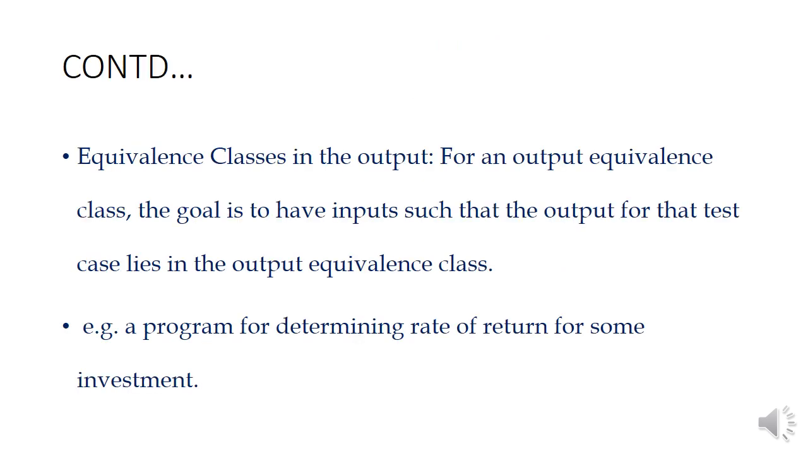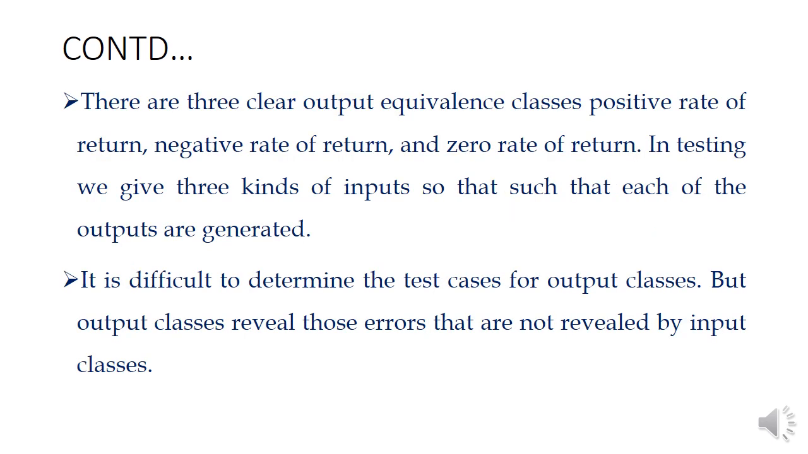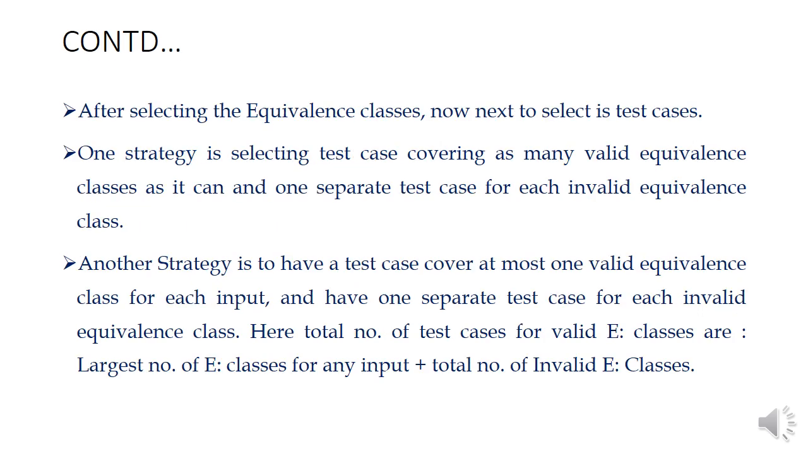Equivalence classes in the output. For an output equivalence class, the goal is to have inputs such that the output for that test case lies in the output equivalence class. Example, a program for determining rate of interest for some investment. There are three clear output equivalence classes: positive rate of return, negative rate of return, and zero rate of return. We need three kinds of inputs for each of the outputs generated. It is difficult to determine the test cases for output classes, but output classes reveal those errors that are not revealed by input classes. So after selecting the equivalence classes, next we have to select the test cases.